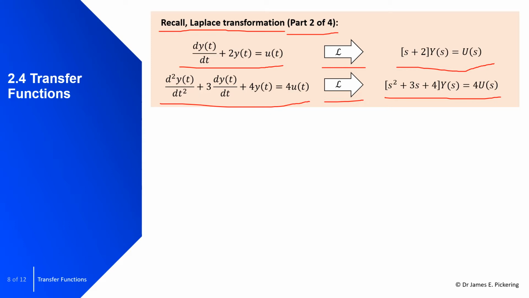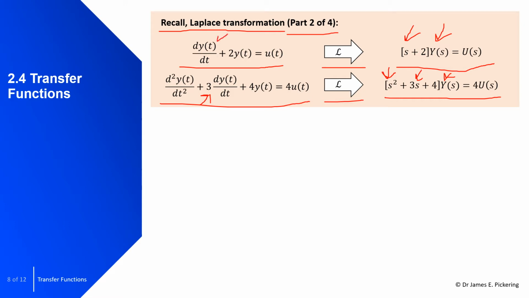Just as a recap, d by dt that you can see here on this equation effectively becomes s. d squared dt squared effectively becomes s squared. And likewise here, this d over dt becomes s, and obviously we've got the leading coefficient of 3. Outside the brackets on each of these you'll see y of s, because y of s is common for each one of these, where y of s is your output.